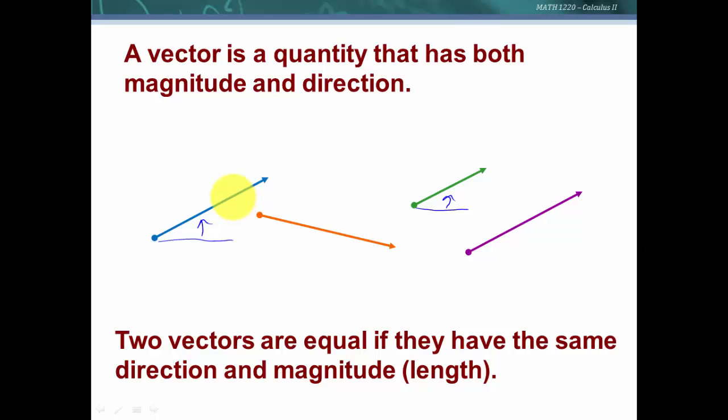Now, if we looked at the blue and the purple, these are equal vectors. They look like they're in different places here, but they have the same length or magnitude, and they have the same position or angle. So blue and purple are equal vectors.